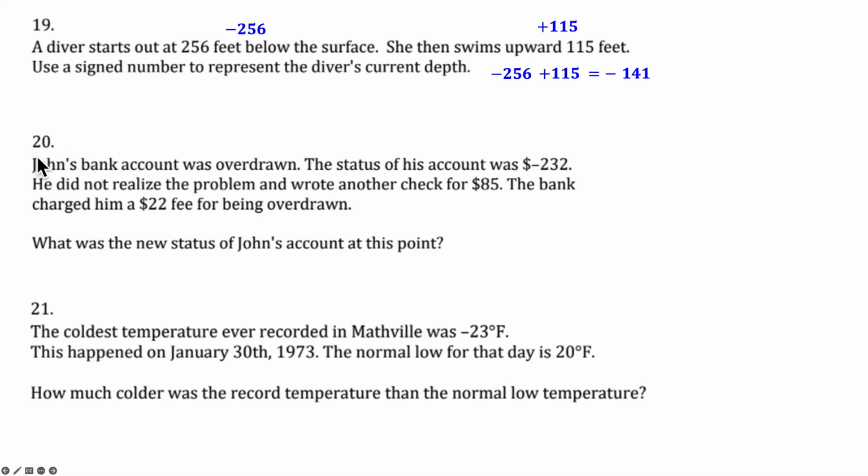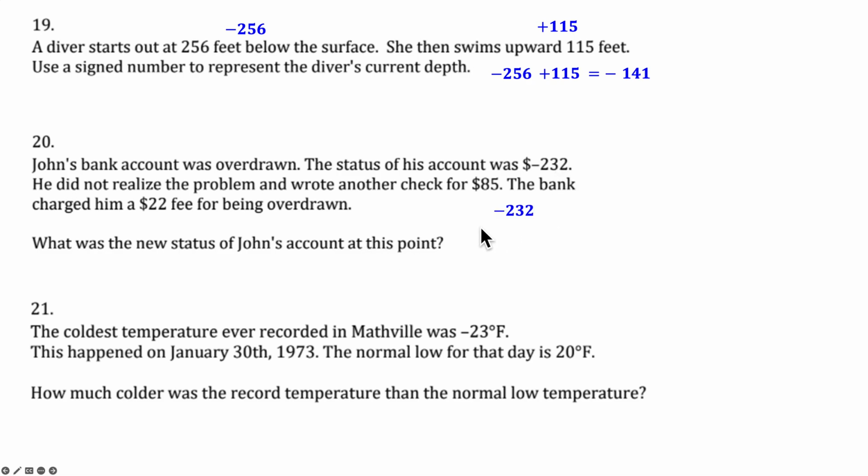Oh, poor John here. John's bank account was overdrawn. Oh no. The status of his account was a negative $232. Okay, that's some serious overspending. He did not realize the problem and wrote another check for $85. The bank charged him a $22 fee for being overdrawn. What was the new status of John's account at this point?